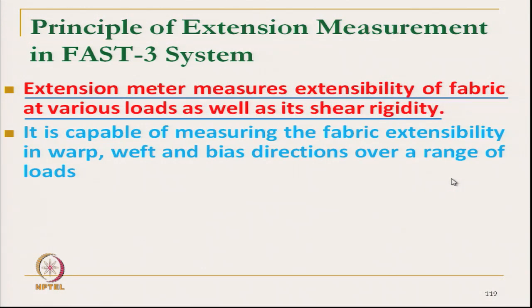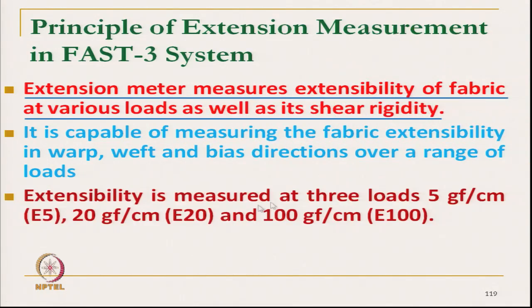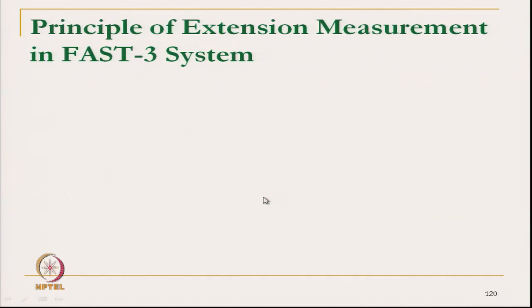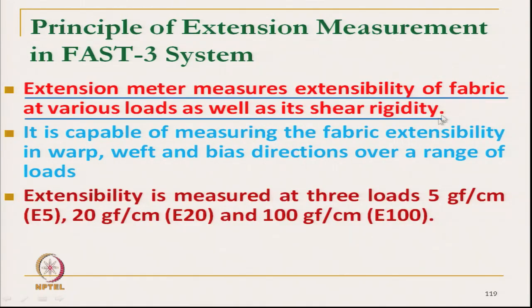Now, it works in two different modules. So, the arrangement of fabric will be different for extensibility measurement and shear rigidity measurement. Okay. It is capable of measuring the fabric extensibility in both warp and weft direction and also the bias direction. So, when it is working in the bias direction, that time it gives the shear rigidity, and when it is working in warp and weft direction, it gives the extensibility of the fabric.